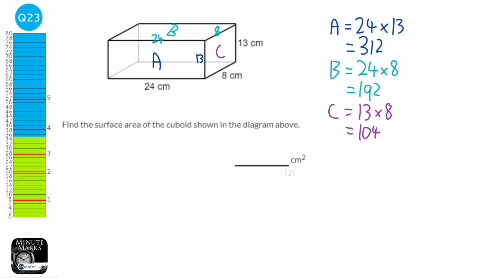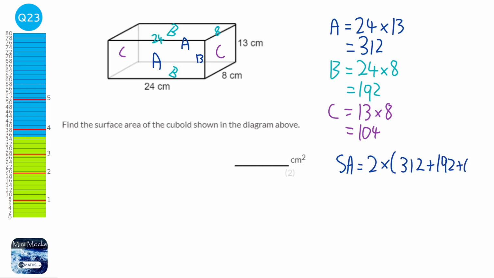Now notice that the faces all have the exact same face on the opposite side. So this one at the back is also A, this one at the side is also C, and the one at the bottom is also B. So what I'm going to do is add up all the areas of the squares and double it. So to work out the surface area, we're going to do 2 times 312 plus 192 plus 104, and that will give me 1,216 centimeters squared, because it's an area.